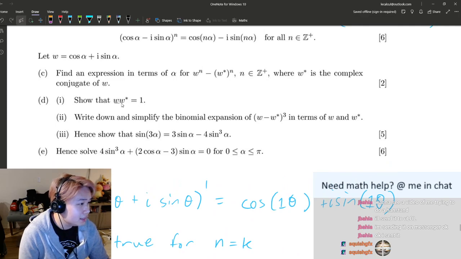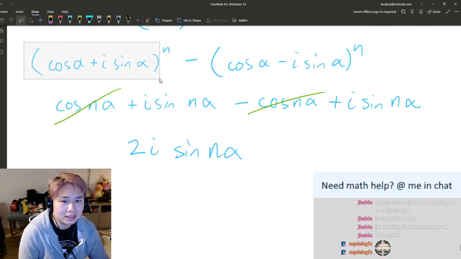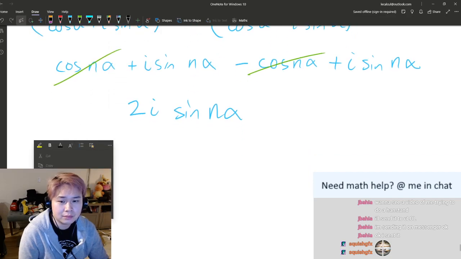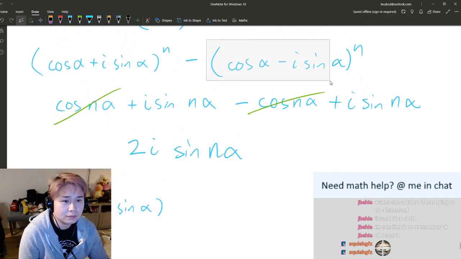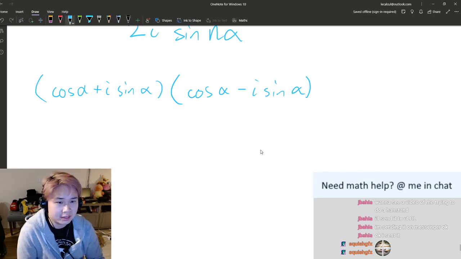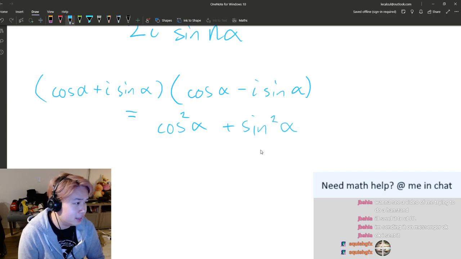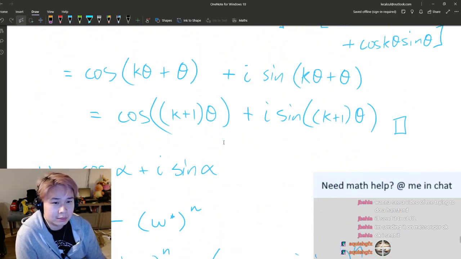Then we need to show that the conjugate multiplied by the other one is equal to 1. So this thing times this thing is equal to 1. Well, that's easy enough to prove. This is a conjugate, so then you get cosine squared alpha plus sine squared alpha, and then this is an identity. This is equal to 1. So that's easy to prove.